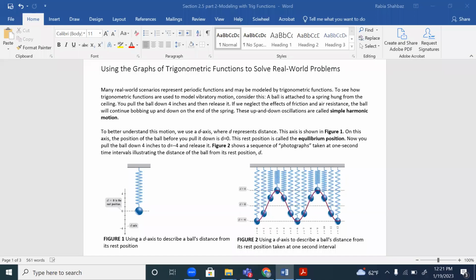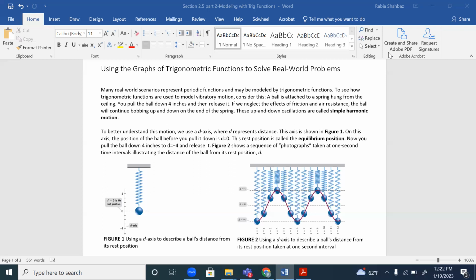Hello, students. Previously, you learned how to graph trig functions, how to write equations from the graph of trig functions, and how to identify all the key characteristics like amplitude, period, phase shift, vertical shift. Today, we're going to see how we can use these trig models or trig functions to represent or model real life situations. There are many phenomena in real life that are periodic in nature, and trig functions are best to model those situations or those phenomena.